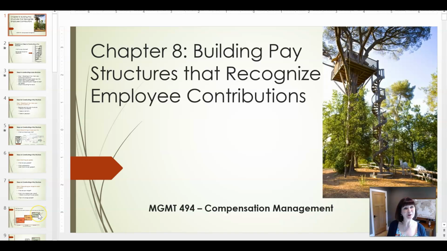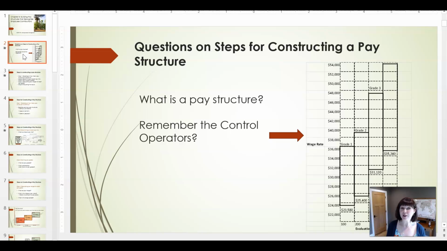Hello everyone! We are going to start with Chapter 8 now, building pay structures that also recognize employee contributions. So in order to do that, let's start with remembering what the pay structure is.